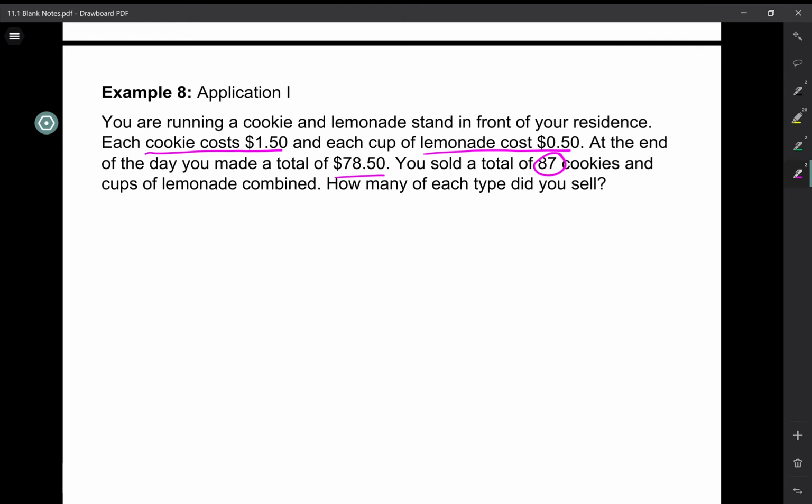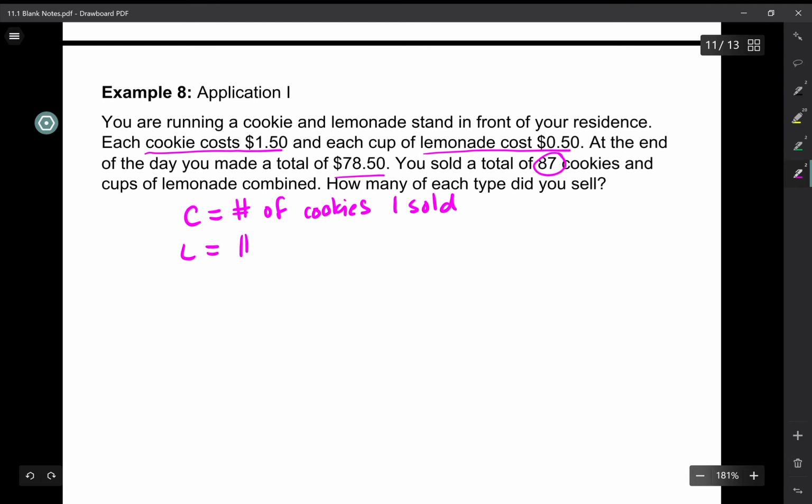All right, so the first step, we've highlighted things as we read along, all the important numbers. So now we're going to go on to defining our variables. Well, the question asks me, how many of each type did you sell? So I want to define my variables to be the answer to that question. So I'm going to make C be equal to the number of cookies I sold, and I'm going to make L be the number of cups of lemonade. And that way, when I know the answers to what the values C and L are, I can answer the question, how many of each type did I sell?